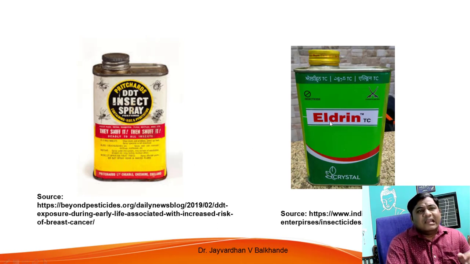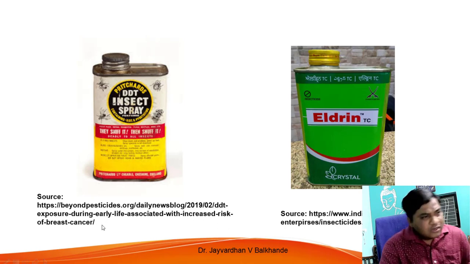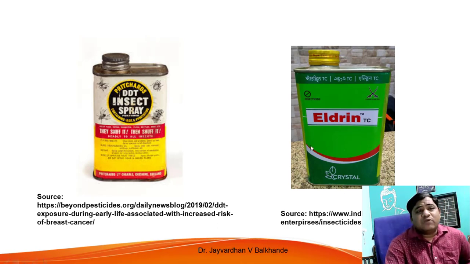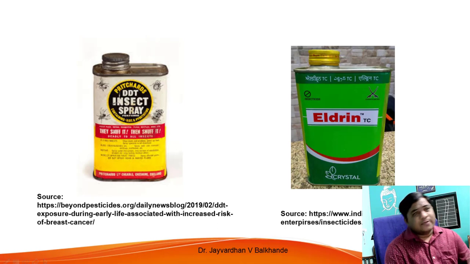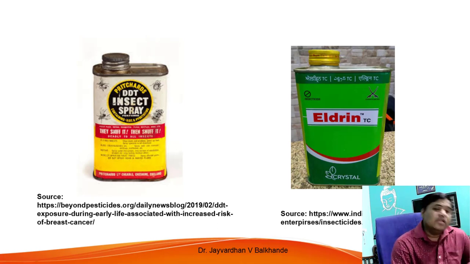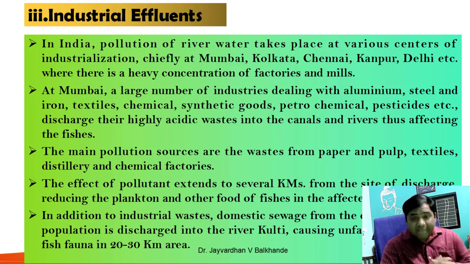Then again the Eldrin is there, Eldrin TC there, okay. Again, I have just given here the sources from the picture I have taken from the particular sources, okay. So this type of pesticides and herbicides or weedicides or insecticides are very harmful to aquaculture practices, okay.